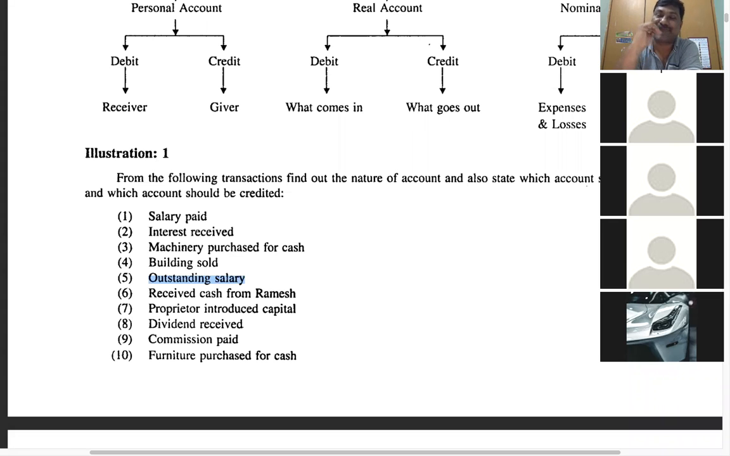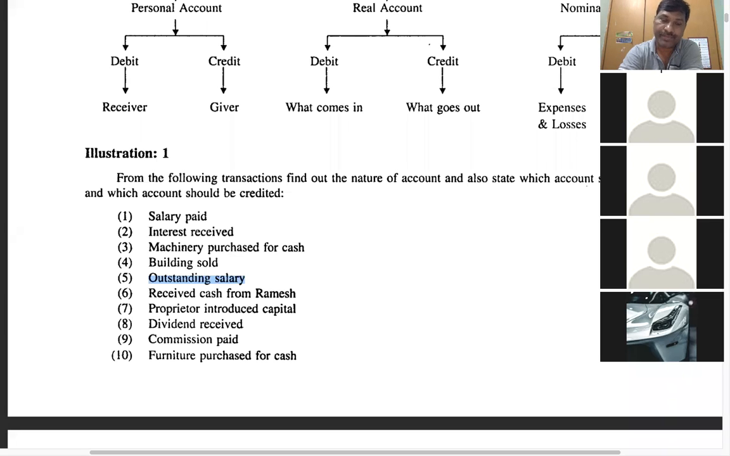So salary is an expense: debit salary account. Outstanding salary is a personal account. He is giving the benefit, so it is credited. Right? Next. Very good. Next. Sir, can you repeat points 3 and 4 once again?